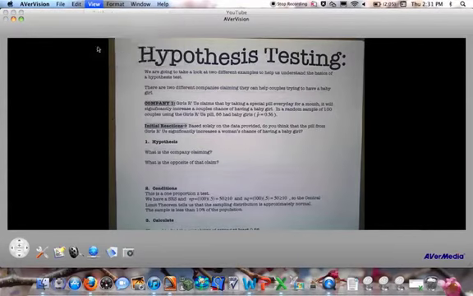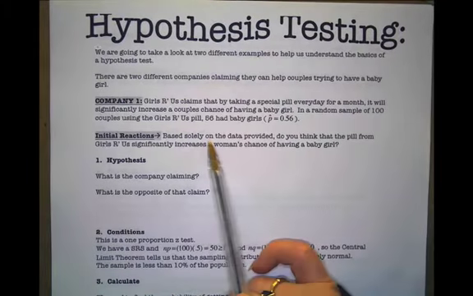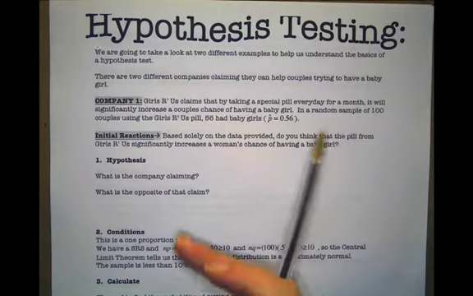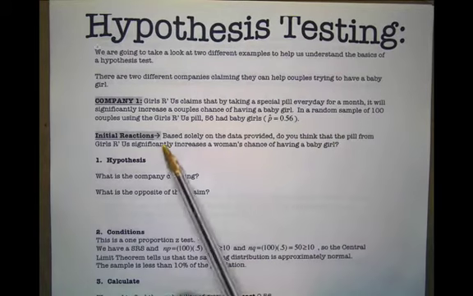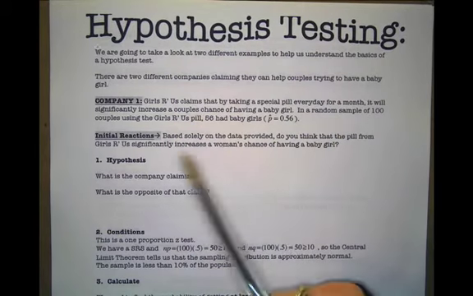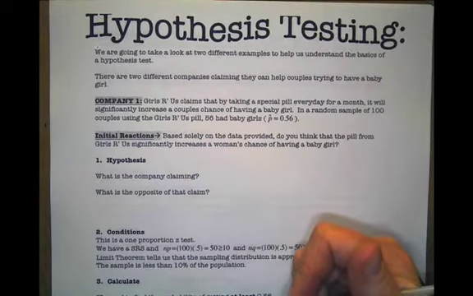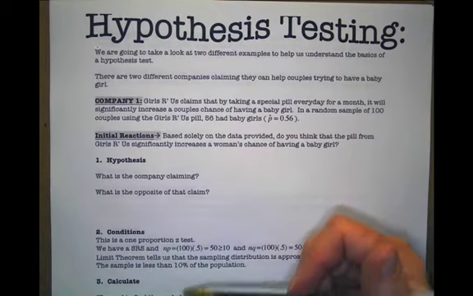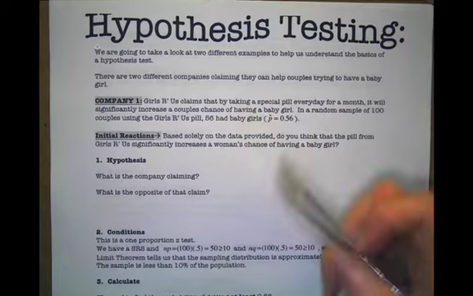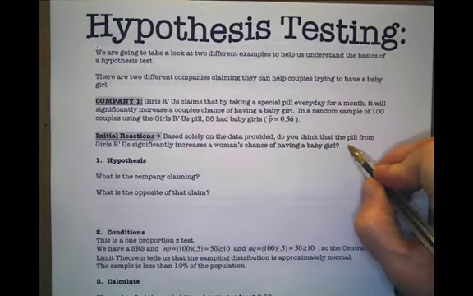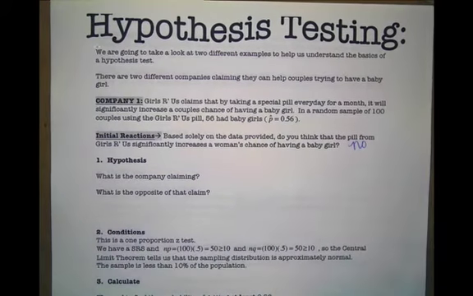So based on your initial reactions, based solely on the data provided, do you think that the pill from Girls R Us significantly increases a woman's chance of having a baby girl? So the probability of having a girl is 0.5, so if you go from 0.5 to 0.56, the pill probably didn't add that much value. So probably not in this case.